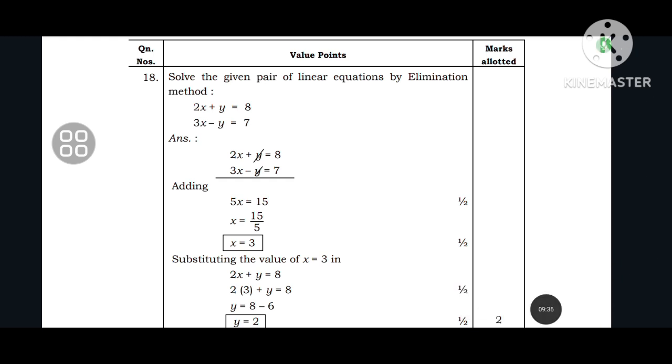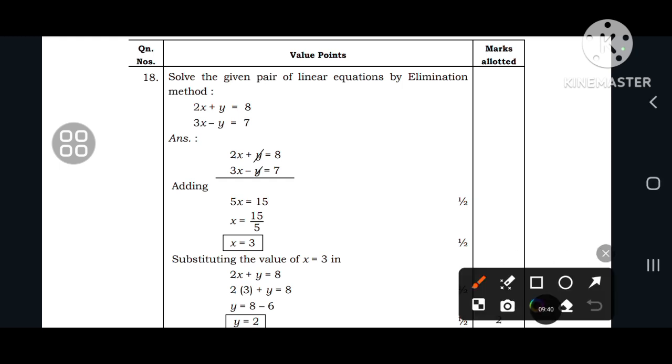For this question, I will suggest that you solve it by the elimination method. Here they have provided the method to solve this question by elimination, but don't solve it by substitution or cross multiplication method. This will take more time and you will be wasting your time on this type of question, because if you do it by cross multiplication method, you will take more than 5 minutes, I can say.